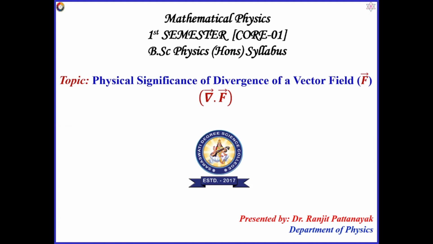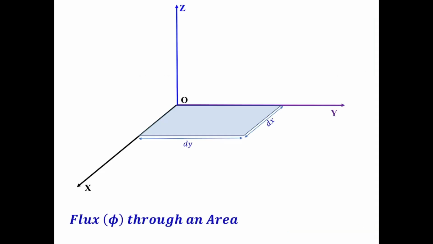Before we discuss the physical significance of divergence of a vector field, first we are going to discuss a little bit about flux through an area. Let us consider an area in the xy plane, where this length is dy and this length is dx, and the area ds is equal to dx dy.